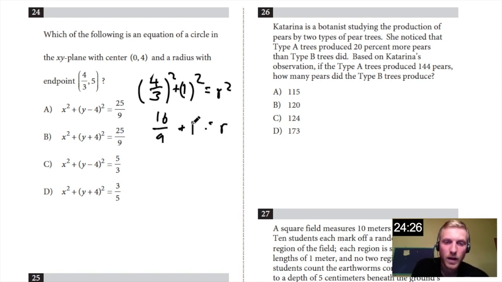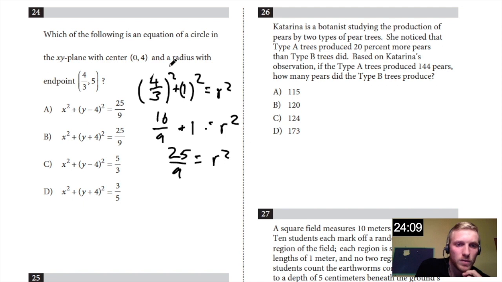Let's combine these. We can rewrite 1 as 9 over 9. 9 over 9 plus 16 over 9, 25 over 9 is equal to r squared. Good. And we have that here in answers A and B.